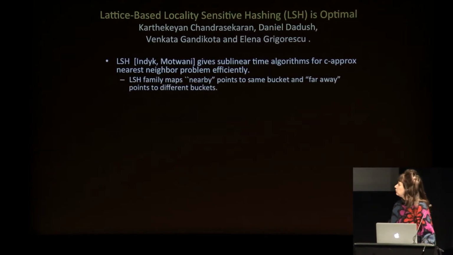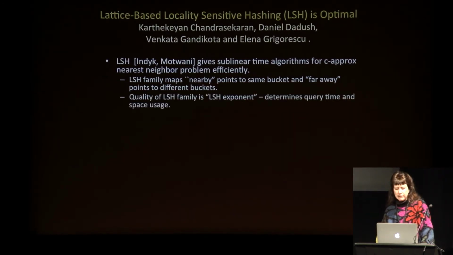It roughly works by applying a random hash function to points in the data set, and the hash function has the property that it maps nearby points to the same bucket and faraway points to different buckets. And the quality of the family of hash functions used is captured by the so-called LSH exponent, which determines the query time and space usage. Roughly speaking, the query time is the time to evaluate the hash function times n to the LSH exponent.